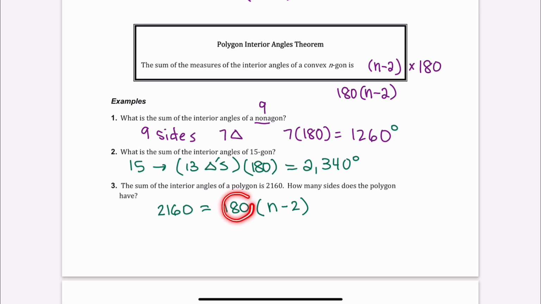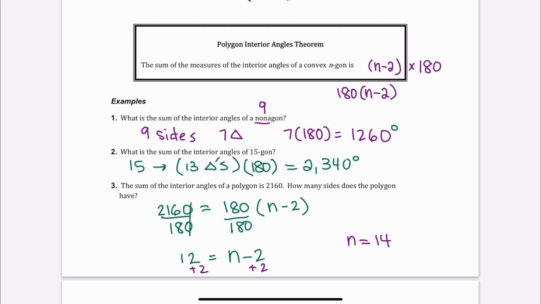So first thing, let's get rid of the 180 by dividing both sides by 180. Okay, so there are 12 triangles there. So we're going to add 2 to both sides so we can go from triangles to sides. And so the number of sides of this polygon would be 14.